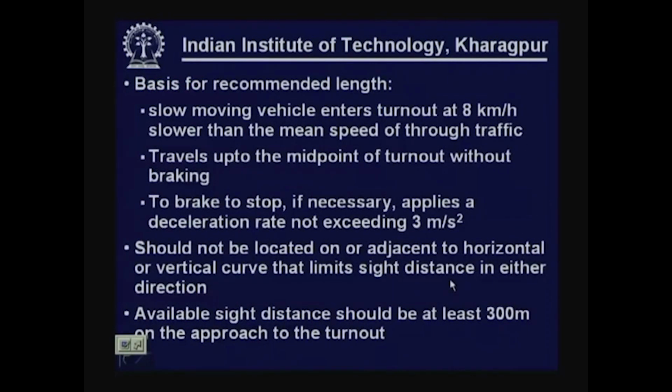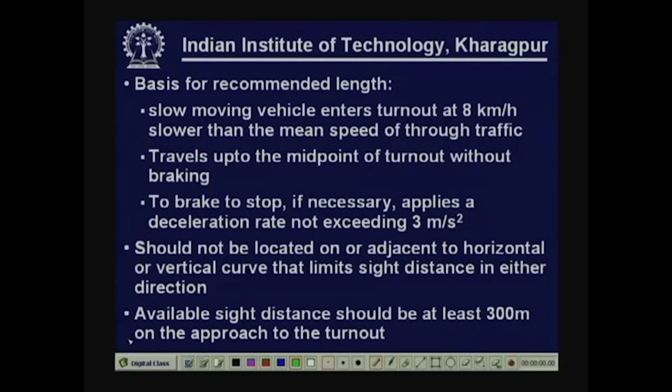Have a quick look at the basis for recommended lengths, how the length is calculated. It is assumed that the slow moving vehicle enters the turnout at 8 km per hour slower than the mean speed of the through traffic. That is when it is entering into the turnout, and the slow moving vehicle travels up to the midpoint of the turnout without applying any brake.